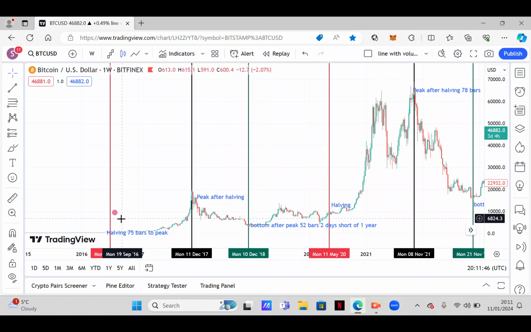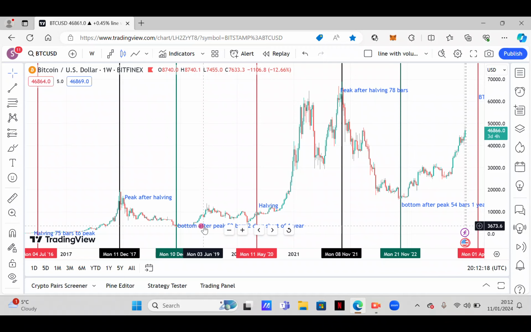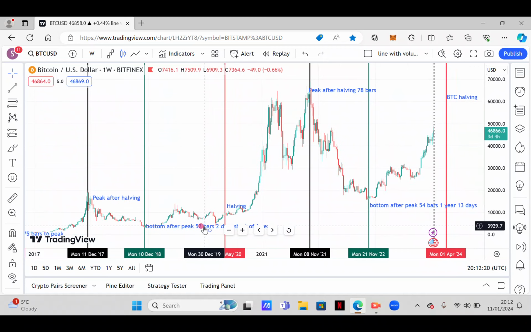But from the first halving that I took into consideration, there were 75 bars, and then after the peak there is a massive drop. This space is the bull market. This space is the bear market, which is shorter and steeper. And then we reach a bottom. So those have happened in a very similar way, and then we start again from the bottom.